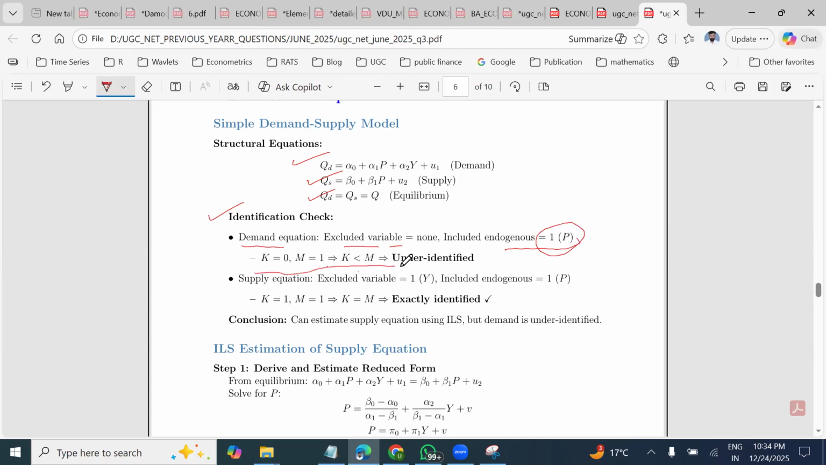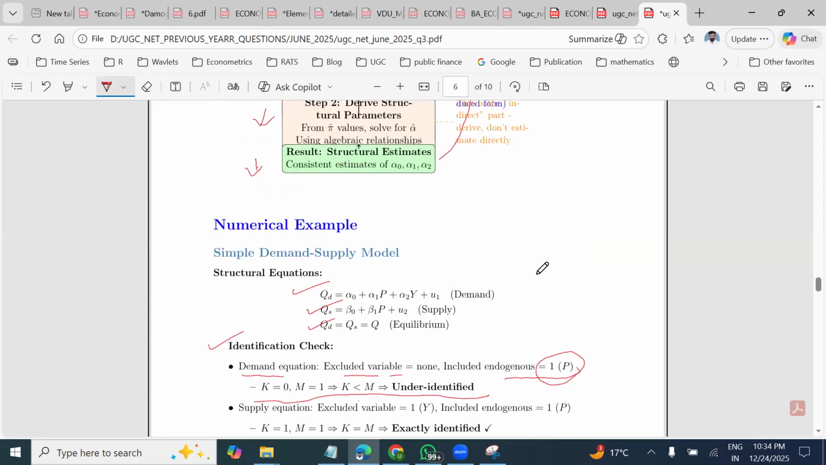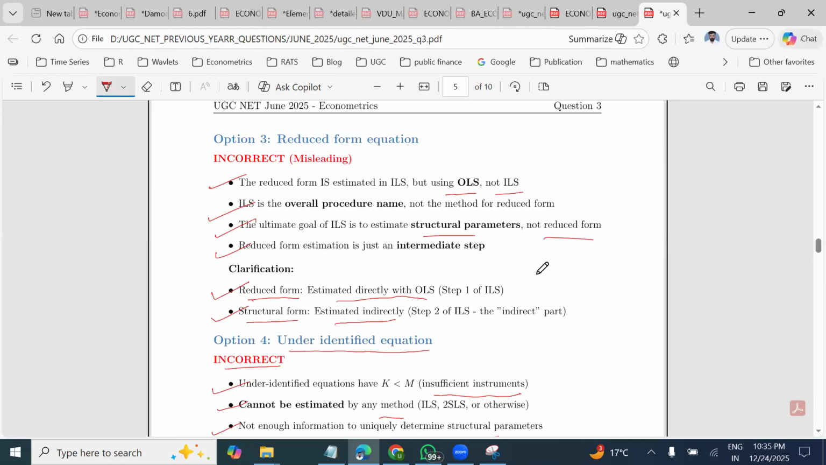Is it clear how we are calculating k and m, Madhusida, in this case? Sir, what does M mean? M, I already told you, you should remember.